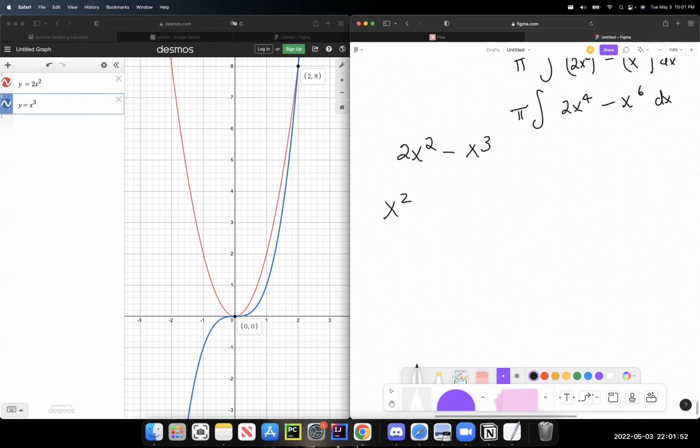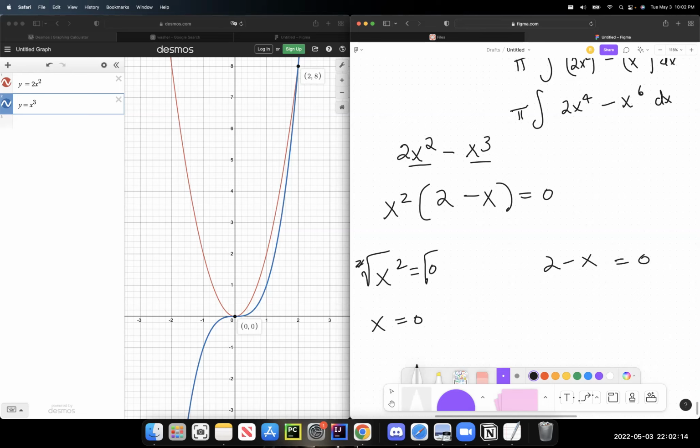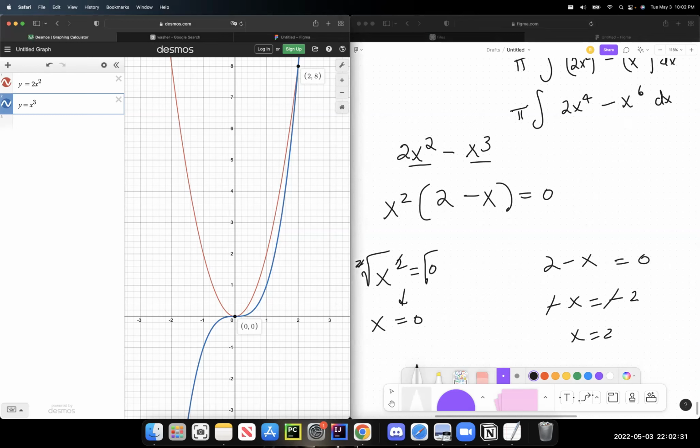So maybe you'd factor out an x squared because we do have that common between both of them. And then you're doing 2 minus x, because x cubed and x squared leaves us with 1x. That equals 0. So that means x squared equals 0, and this guy here also equals 0. And then this equals 0 because if we take the square root of both sides to get rid of the 2 here, those cancel out, and the square root of 0 is just 0. So you're left with x equals 0. Over here, we can subtract 2, right? And those cancel out, and then x equals 2. And so we have x equals 0 and x equals 2. So those are the bounds.